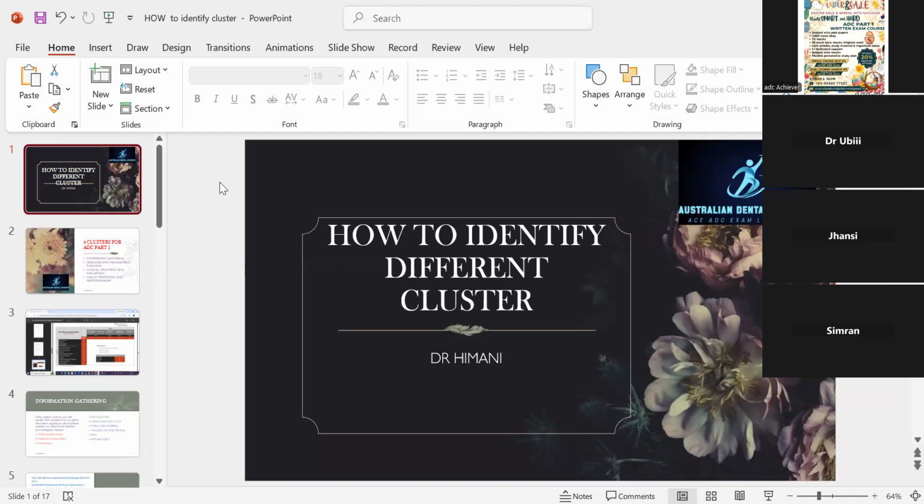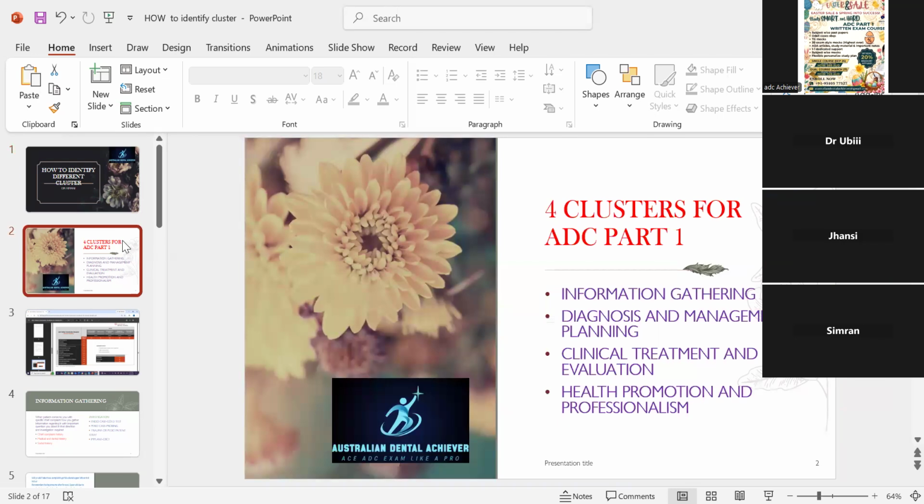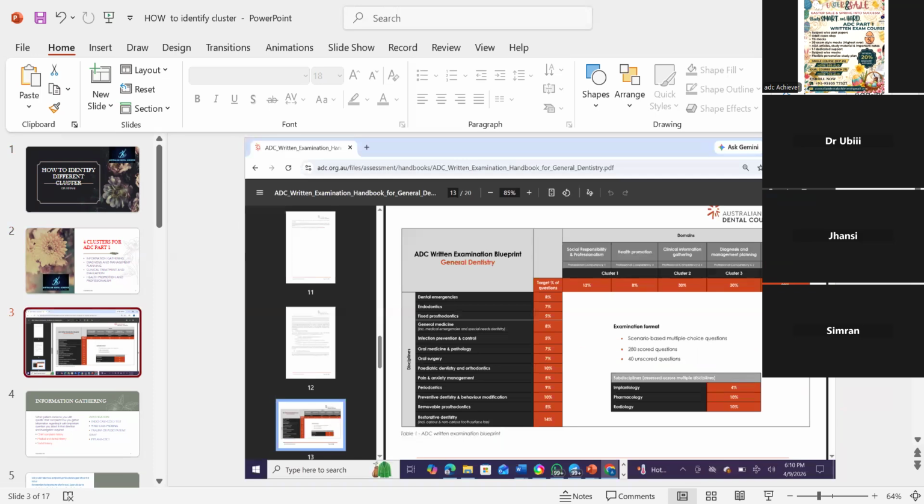So how to identify different clusters? What are the 4 clusters in the ADC Part 1 exam? And what is the weightage that has been given in the different clusters?